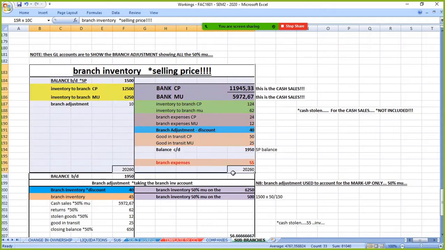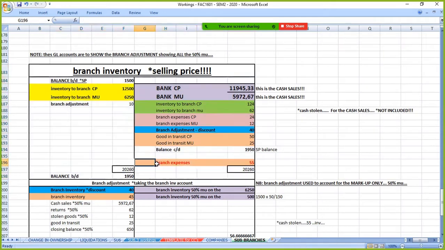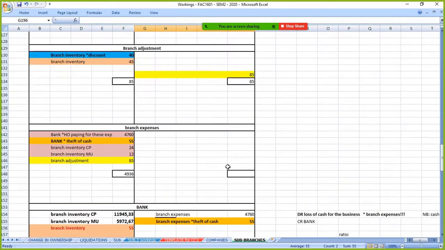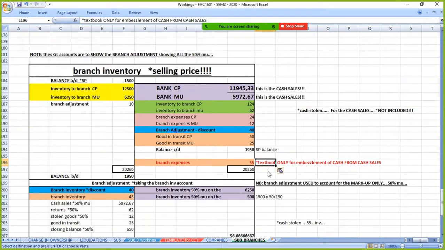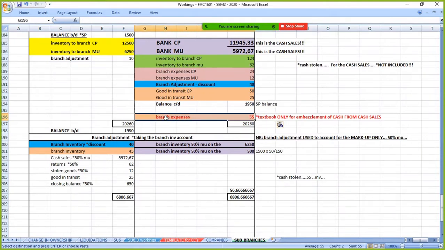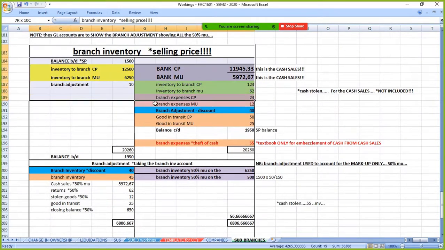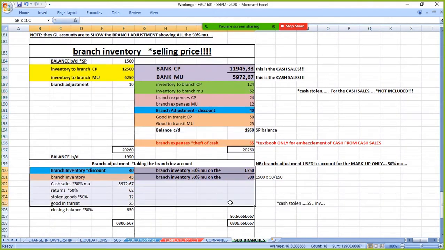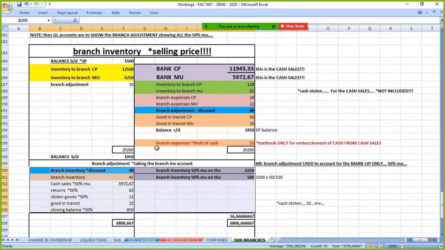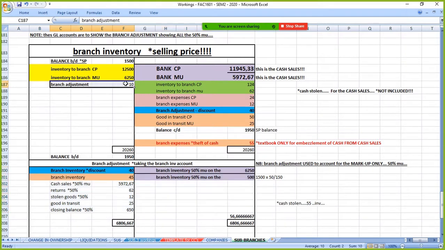Okay, so I took my working from above, but I've updated the working now because of that little note that we had identified in the textbook. Yes, you do have to show this twice. You have to show the branch expense for the theft. This was the theft of cash. And then what I did here at the bottom is I took what we had here and we had written it there. We still need to provide for the 10 branch adjustment, and then it will balance.